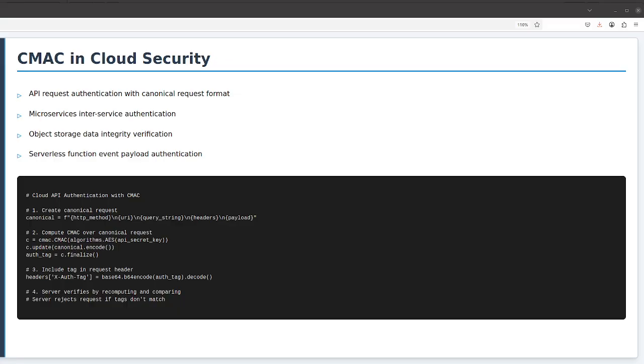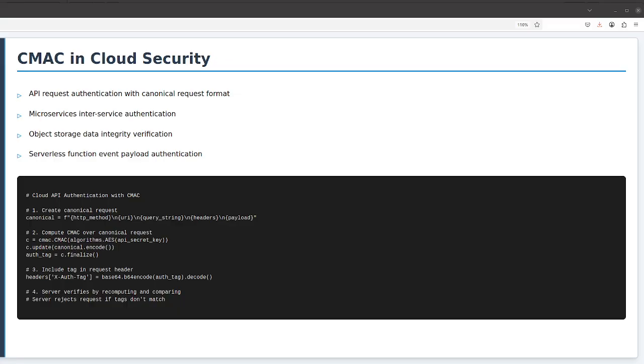Key management in the cloud leverages services like AWS KMS, Azure Key Vault, or GCP KMS. These services store encryption keys in hardware security modules and provide APIs for cryptographic operations. You can use them to manage CMAC keys with fine-grained access controls, audit logging, and automatic rotation. Your application code calls the service to perform CMAC operations without ever handling raw key material.